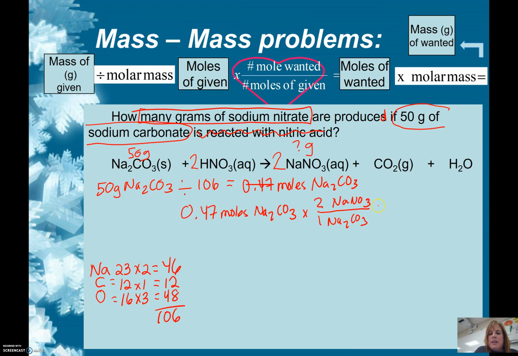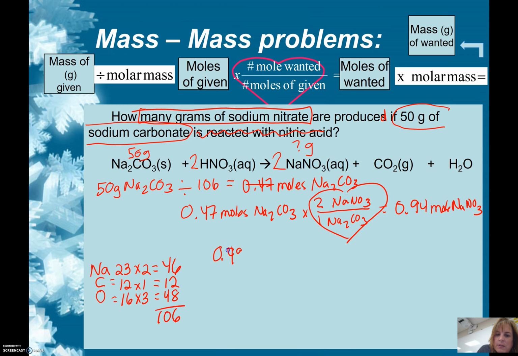All right, so I'm going to take 0.47 and multiply by 2, because this is the heart of my stoichiometry problem. And that's going to give me 0.94. But now I'm not in moles of sodium carbonate. I'm in moles of sodium nitrate, NaNO3. So now I've got one more step to go, right? That's exactly what we did in the last video. What we've got to do now, though, is one last step.